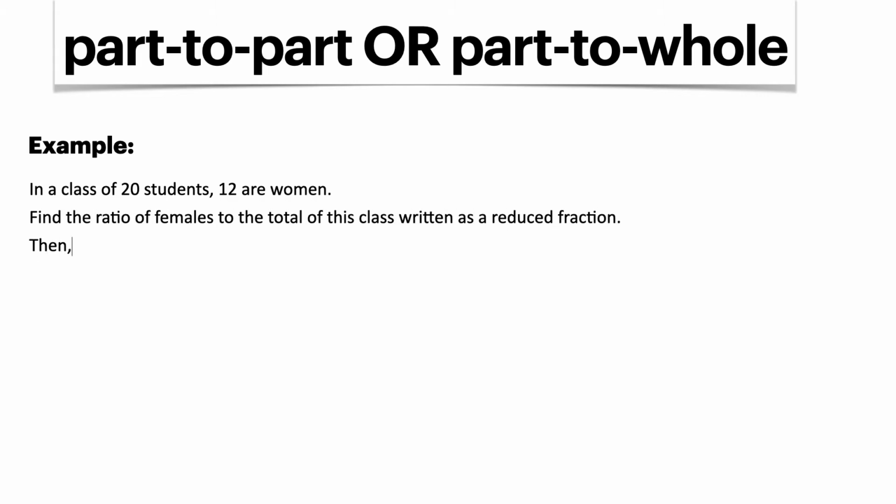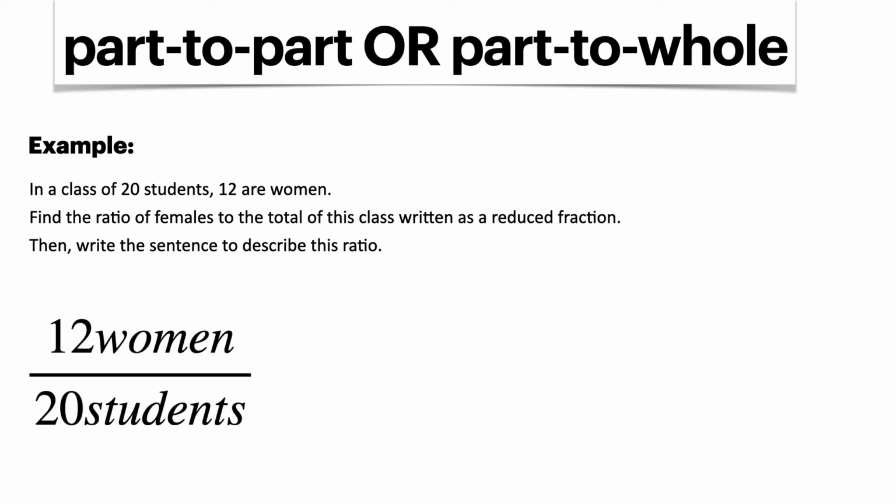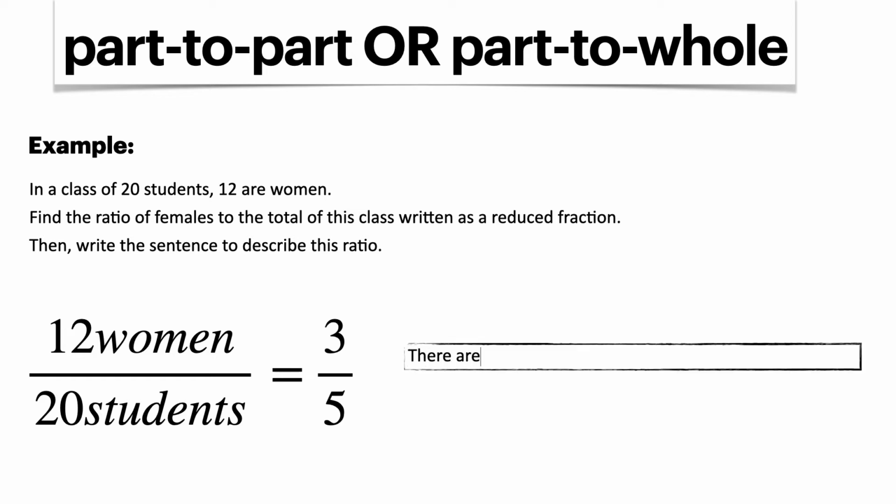Let's look at an example now. In a class of 20 students, there's 12 women. Find a ratio of females to the total class written as a reduced fraction. Then write a sentence to describe this ratio. Okay, so we have 12 women, but 20 entire students. Okay, so 12 women over 20 students is 3/5. Okay, so there are 3 women in the class for every 5 students. Okay, there. Not so bad. This would be a part to whole example.